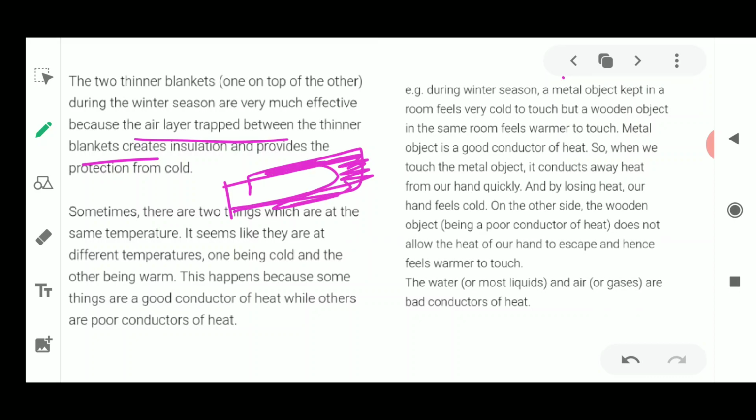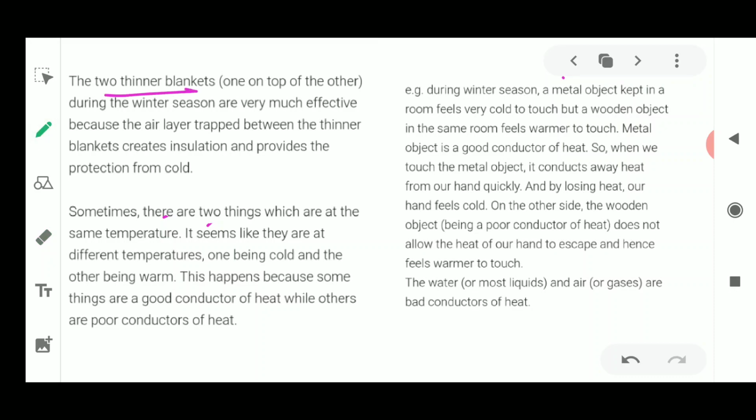Now once the air is trapped, same as in the sweater example I just discussed 2-3 minutes before, this air is a bad conductor of heat. It is not allowing the cold to enter inside your blanket, and you will feel that it is going to help you in the winter a lot. So two thin blankets are much more effective in cold weather rather than only putting on one blanket.